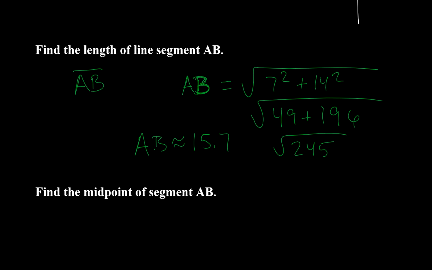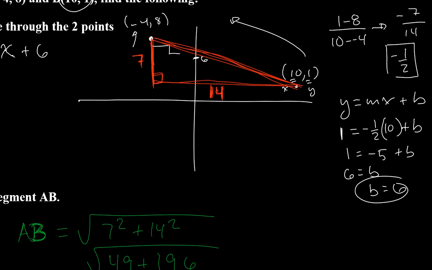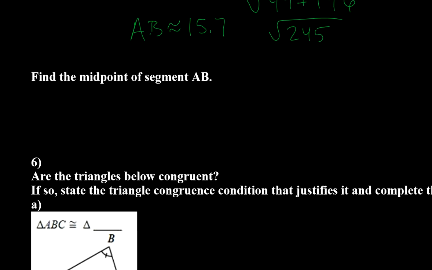So, all right, we've now got the equation of the line, we've got the length of the segment AB. Final thing here is to find the midpoint. So somewhere on this line segment, there's a point that's in the middle. And there are a couple different ways you can do it. I like to just focus in on the endpoints and find the average of the endpoints. So if you look at this, my endpoints were at -4, 8, and the other endpoint was at 10, 1.